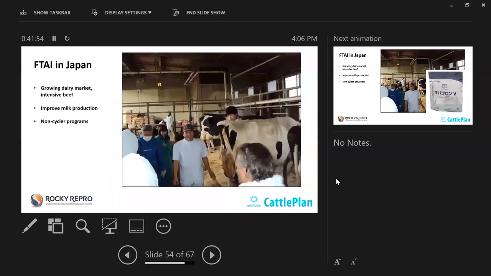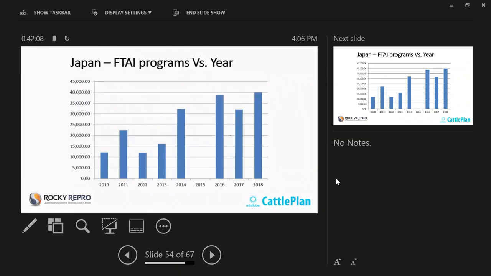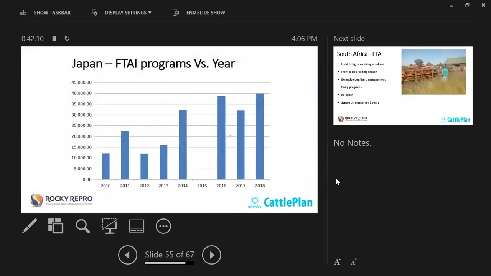The fixed time in Japan, it's similar. The Japanese market's not as big, but they use it for the exact same reasons: genetic gain, production gain, non-cyclers in dairies. The DIB was just registered in Japan too, so that's DIBs in Japanese. And this is a picture of the number of Japanese fixed time AI programs they've done every year. So it's growing. It's not a massive big market, there's 45,000 here, but it's growing as well.